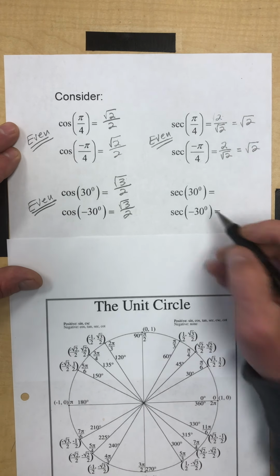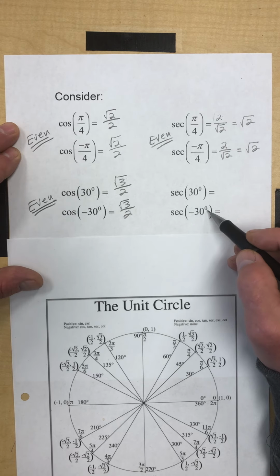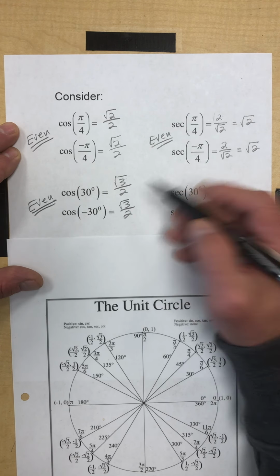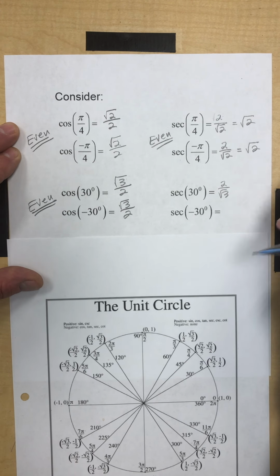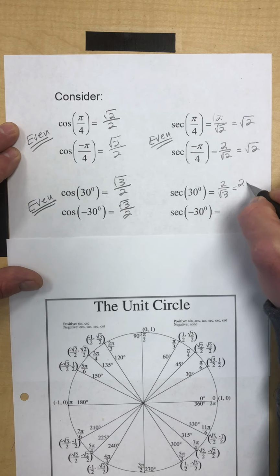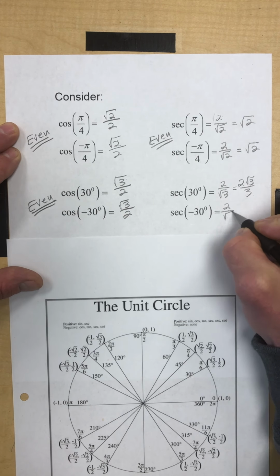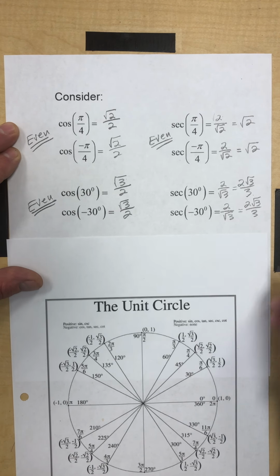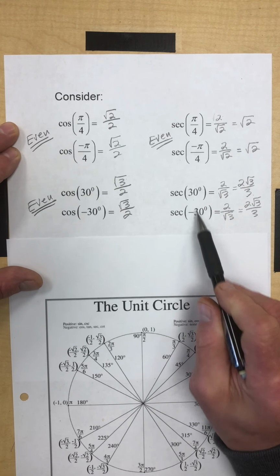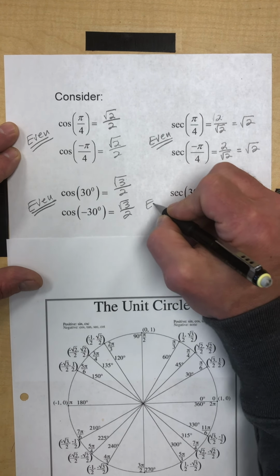Secant, the reciprocal of cosine. So if I take the secant of 30 and the secant of negative 30, I just have to work with the reciprocals here. So I get 2 over radical 3, which would give me 2 radical 3 over 3. And same thing here, 2 over radical 3, so I'm going to get 2 radical 3 over 3. So again, the secant of a pair of opposites gives you the exact same value. So we know that this is even.